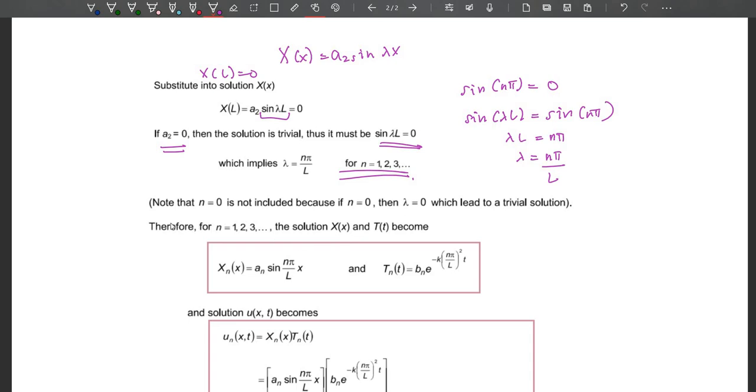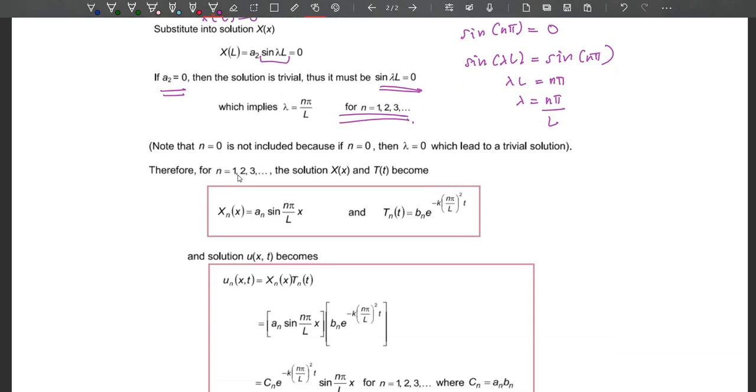Okay, and then therefore for n equal to 1 until infinity, the solution for X of x and T of t will become Xn. You need to write n because there is a repetitive of n here. So Xn of x equal to an sin n pi x over L, and Tn of t is equal to bn exponent negative k lambda squared, right? So n pi over L squared t.